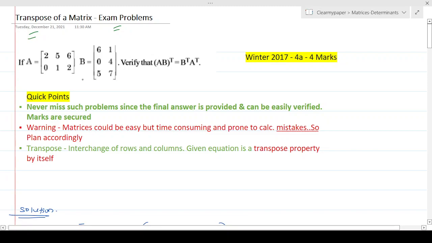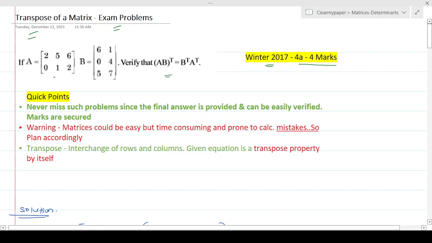So I'm going to take one problem that I've solved, and the other problem is already solved in the solutions I've copied and pasted. We'll come to that. So I'm taking the problem for winter 2017, question number 4A, 4 marks. I pasted the question here. So let's see the problem.